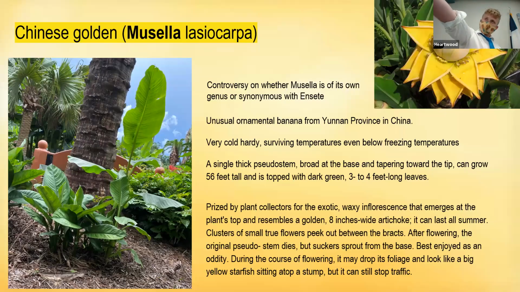Next, that one right there on the left, sort of looks like a ginger. It is the Musella lasiocarpa. It's also known as the Chinese dwarf golden lotus. It's in the Musella family, which is still argued whether it is a genus itself or in the Ensete genus. And there's no such thing as Musella, basically.